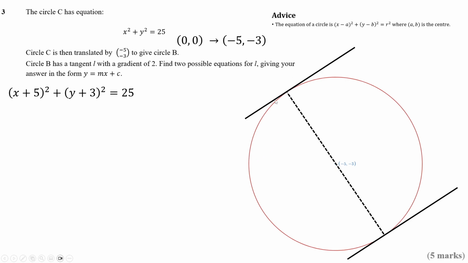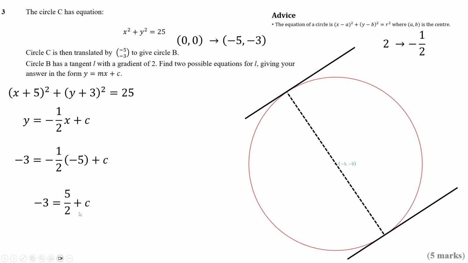Okay, so we have this gradient of 2. That means this gradient is -1/2. It's the negative reciprocal. Okay, and we have y equals -1/2 x plus c. And the point -5, -3 is on it, so just plug in -5, -3. This is +5/2, that's -3. And then take away 2.5 from both sides to get -3/2 equals c. Plug that back into there to get that. Now, we've got this line here with this circle here.